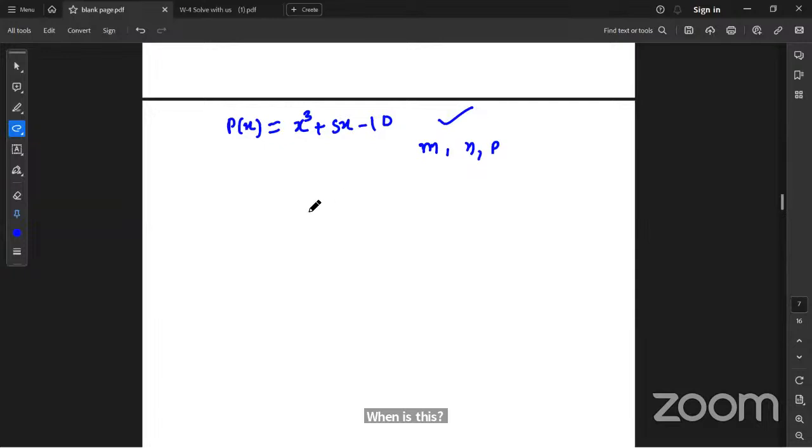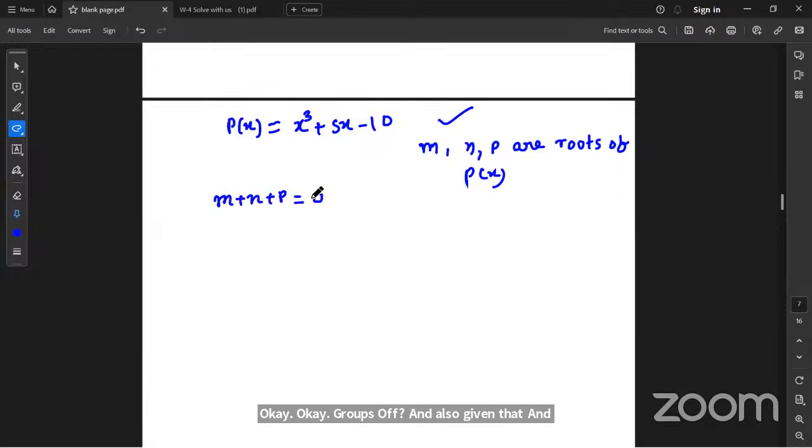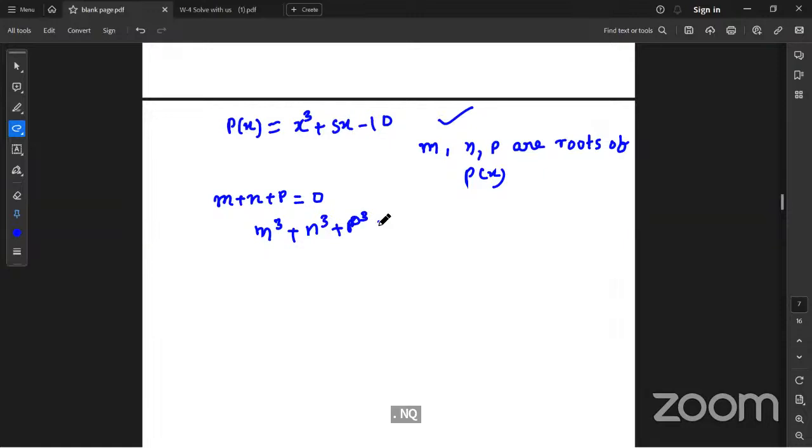M, n and p are roots of P(x). And also given that m plus n plus p is equal to 0. We need to find m cube plus n cube plus p cube. How do we need to find this value? How can we find it?